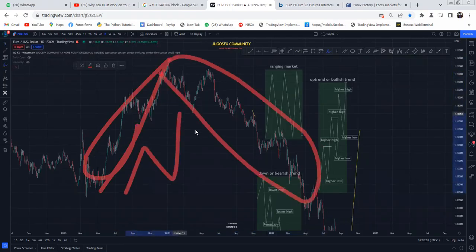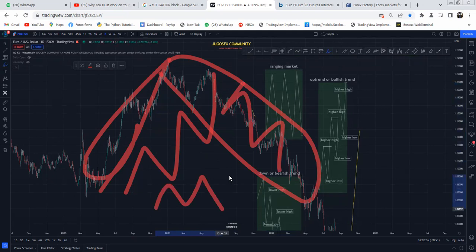You just need to see price going up or coming down. If it is doing neither of these things, then it should be in a range. All right, you call it a ranging market.